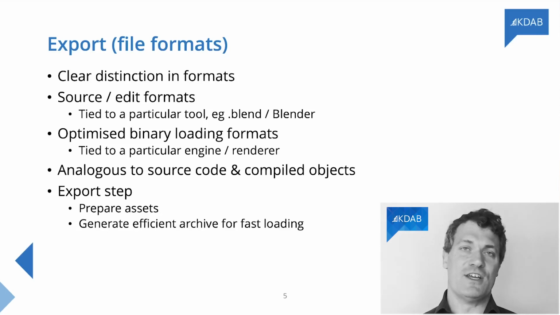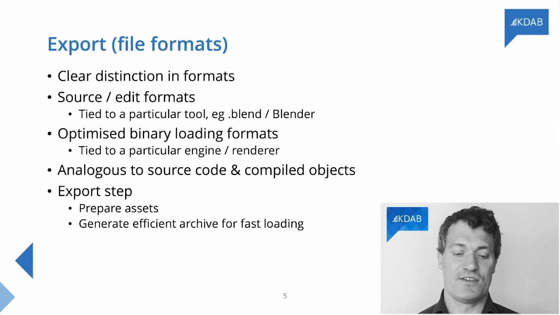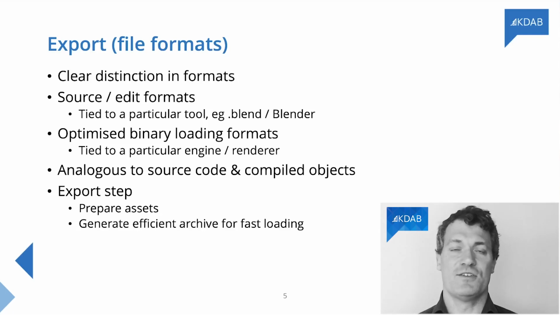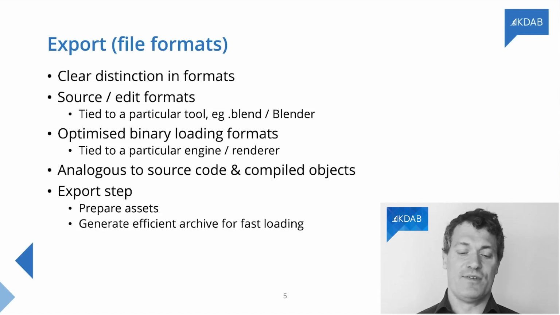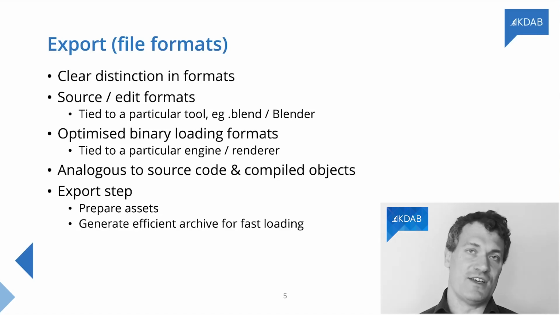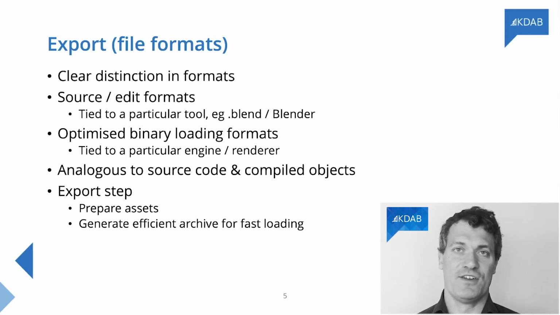So in 2D, we are familiar with PNGs and JPEGs. In 3D, the situation is more complex because the kinds of information are more complex and evolve much more. But we have this splitting between source formats, which are used by the tools natively, and export formats, which are usually somehow optimized binary formats. In the old days, each 3D engine would typically have its own custom loading format.